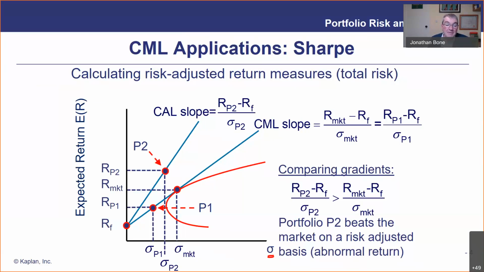Of course, if you had a slope that was lower than the capital markets line, then you've got an overvalued security that's expected to underperform the market on a risk-adjusted basis.